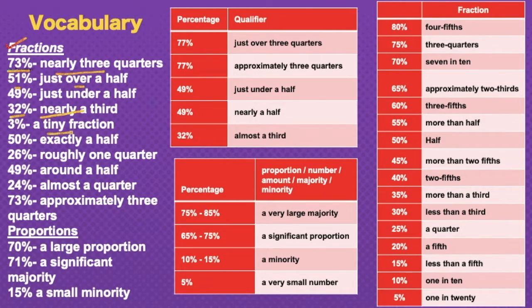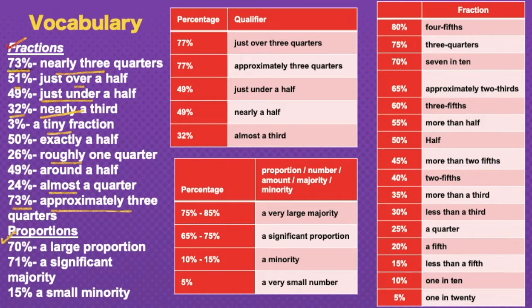3% a tiny fraction, 50% exactly half, 26% roughly 1/4, right? 49 around a half, nearly a half, just under a half, right? 24% almost a quarter, because it's not a quarter. Even 23 can be considered almost a quarter. 73% almost 3/4 or approximately 3/4, right? So this is the near about approximation vocabulary that we have to use.